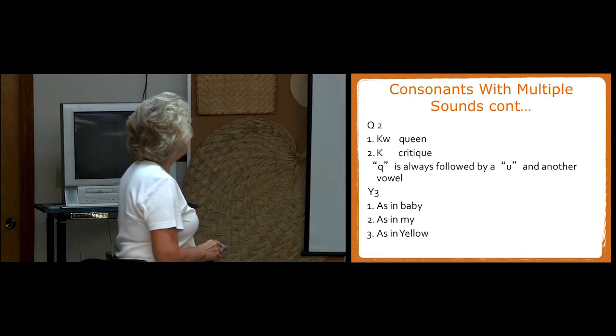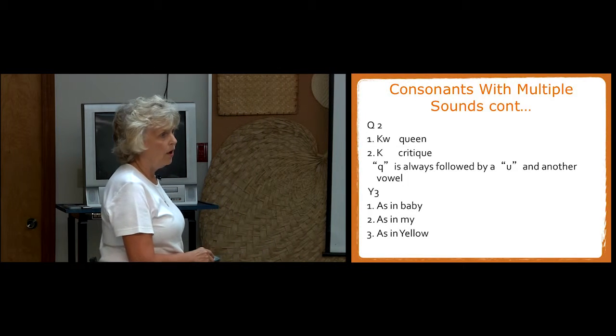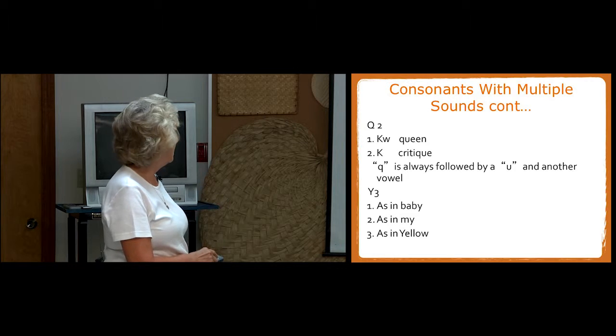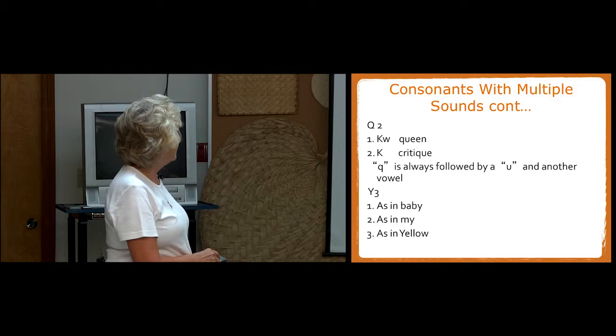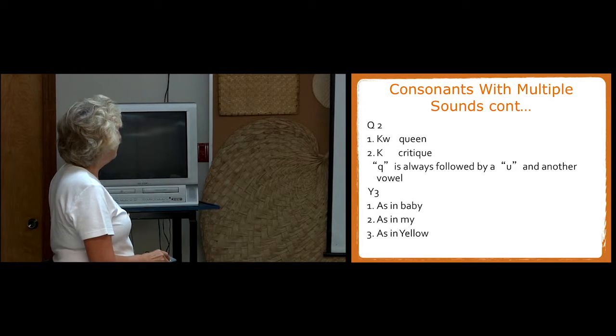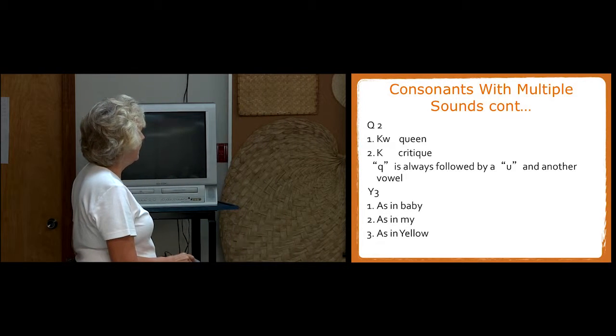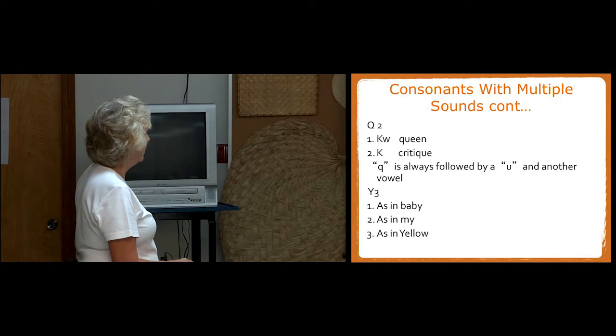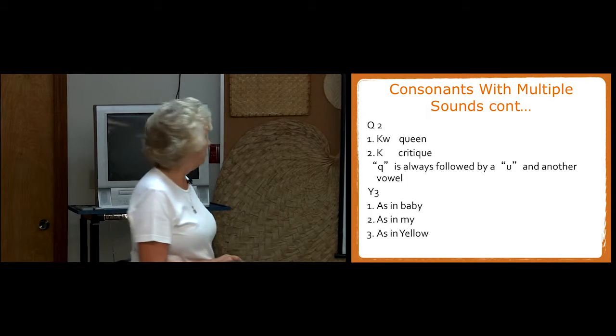Q can have two sounds. It can sound like the KW, only it's spelled with QU, as in queen, it's qua, and the K, critique. Q is always followed by U and another vowel. So it can make two sounds. But when you're spelling it, you can just kind of depend on QU to be spelled QU. Okay, Y, we've already talked about that. It can make three sounds. It can be an E, as in baby, an I, as in my, or it can be just Y, yellow. Okay.